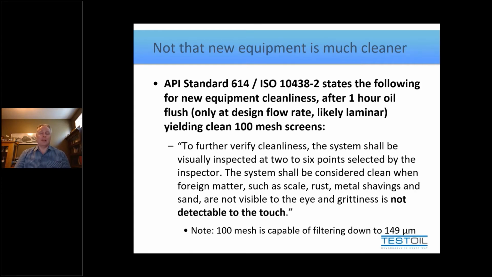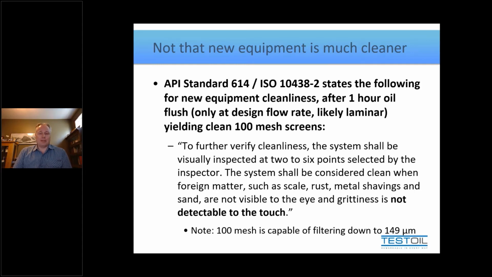But then it suggests that this 1 hour of flush is done at the design flow rate, meaning using the onboard pumps that may be equipped with the system. Well, if you know anything about onboard lubricant flow, you may know that this is fairly low flow. It's not considered terribly high velocity. So that's why I'm suggesting it is likely a laminar flow rate. Now, if you don't know what that term is, I'll describe it on the next slide. However, just understand right now that that is a very low flow rate and it does not help us with the cleaning process.